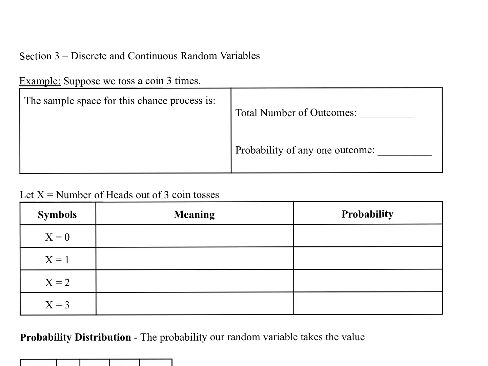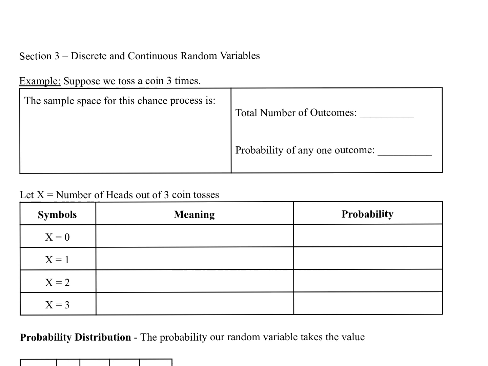In section 3, we are going to talk about discrete and continuous random variables. We are going to focus mainly on discrete random variables, as in chapters 5, 6, and 7, we're going to focus on continuous random variables. So let's go ahead and talk about what a discrete random variable is. We're going to take a look at an example.